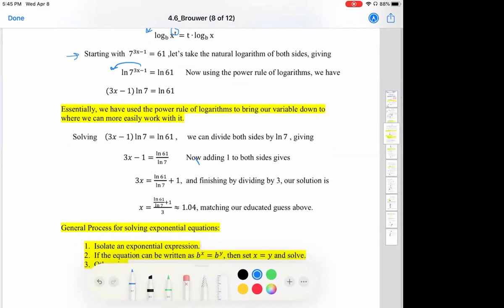So now this is our new problem. 3x minus 1 times ln of 7 equals ln of 61. Now, don't let this fool you. ln is just a number. Don't let that throw you off. All right, moving forward. Essentially, we have used a power rule of logarithms to bring our variable down to where it's more easily to work with. So let's go ahead and solve it. Our goal is to get x by itself. And we see that x is right there.